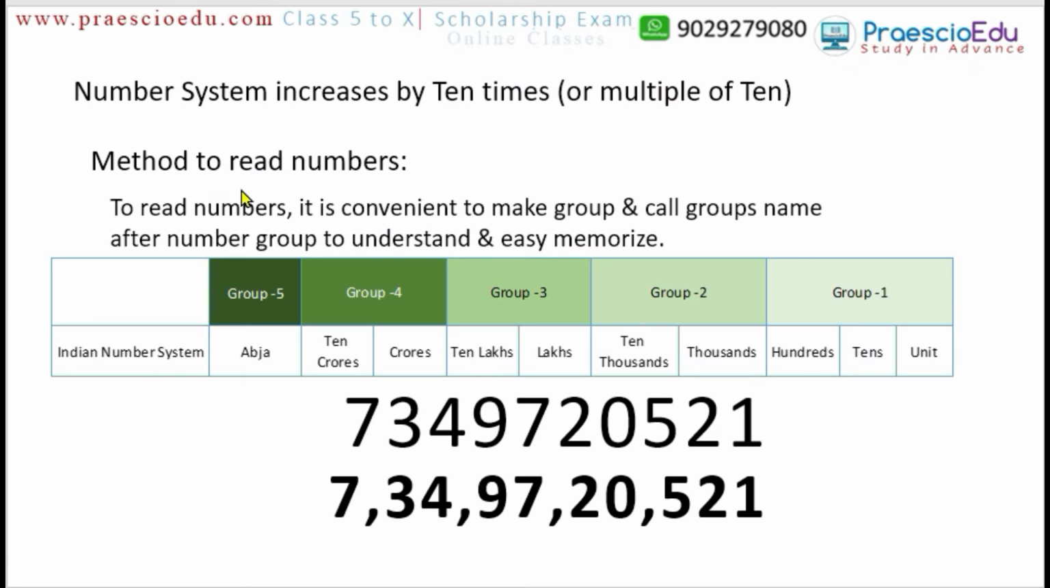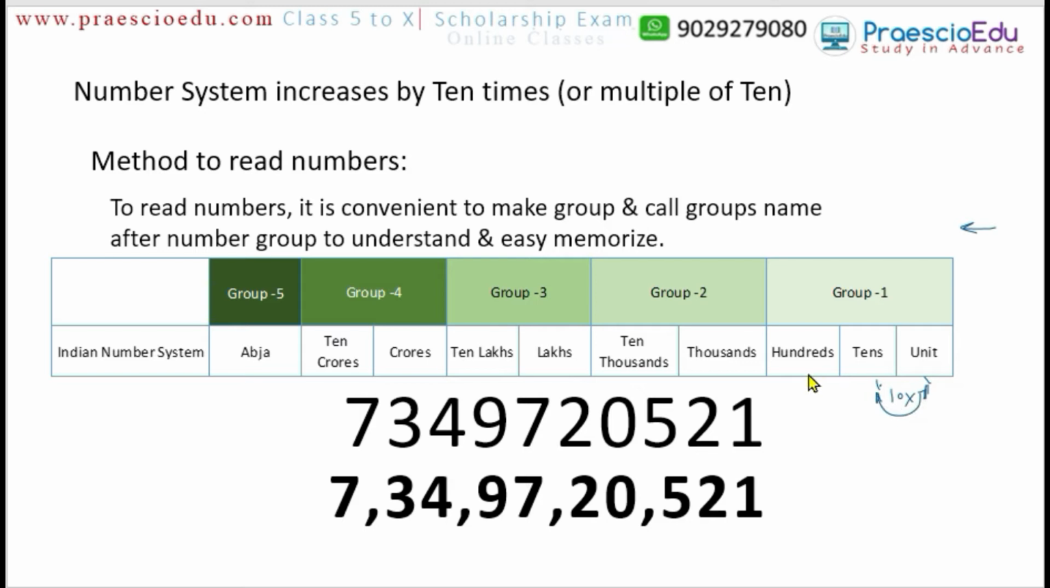First of all, the number system increases by 10 times. We have already studied this. If some students haven't, I will just summarize it. So number one, unit, and then the tens. This is the unit one. From the unit one, we write from the right side towards the left side. The unit is the smallest place value. The place value of tens is 10 times the unit. This is the 10 times increase.